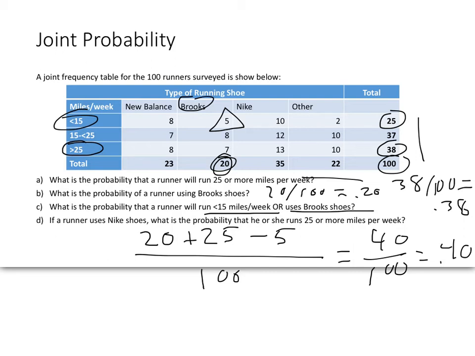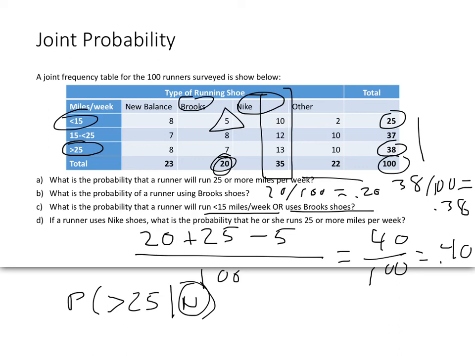Now here we've got the last part, which is: if a runner uses Nike shoes, what is the probability that he or she runs 25 or more miles per week? This is the probability of more than 25 given Nike. Since we're given that it's Nike shoes, our attention turns from our sample of 100 to this group of 35. So that becomes our denominator. We already know it's somebody who's using Nike. What is the probability that it's more than 25?